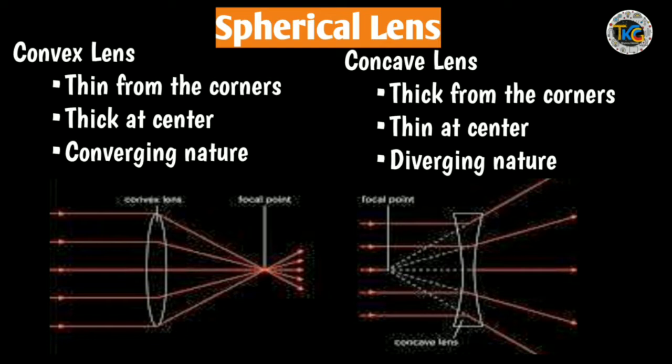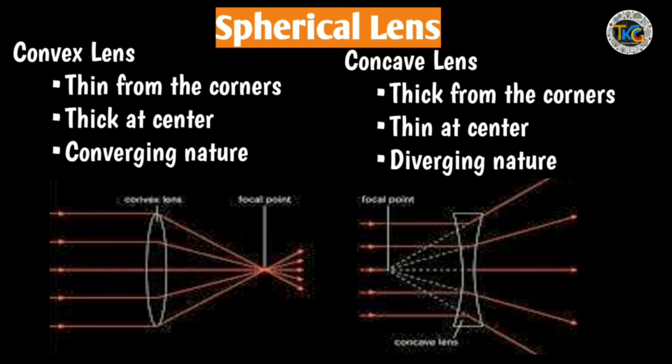Now we have to learn the types of convex lens. Convex lenses are also categorized in three categories. One is biconvex, that means both surfaces are convex. Another one is plano-convex, that is one surface is plane and another surface is convex. And the final one is concavo-convex, that is one surface is concave and another surface is convex.